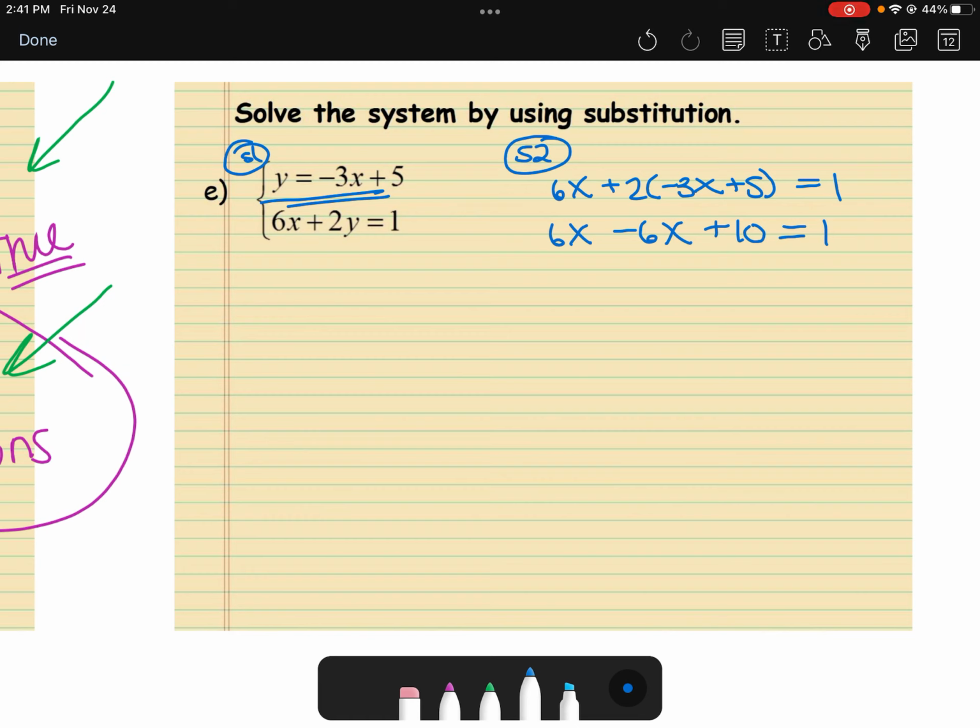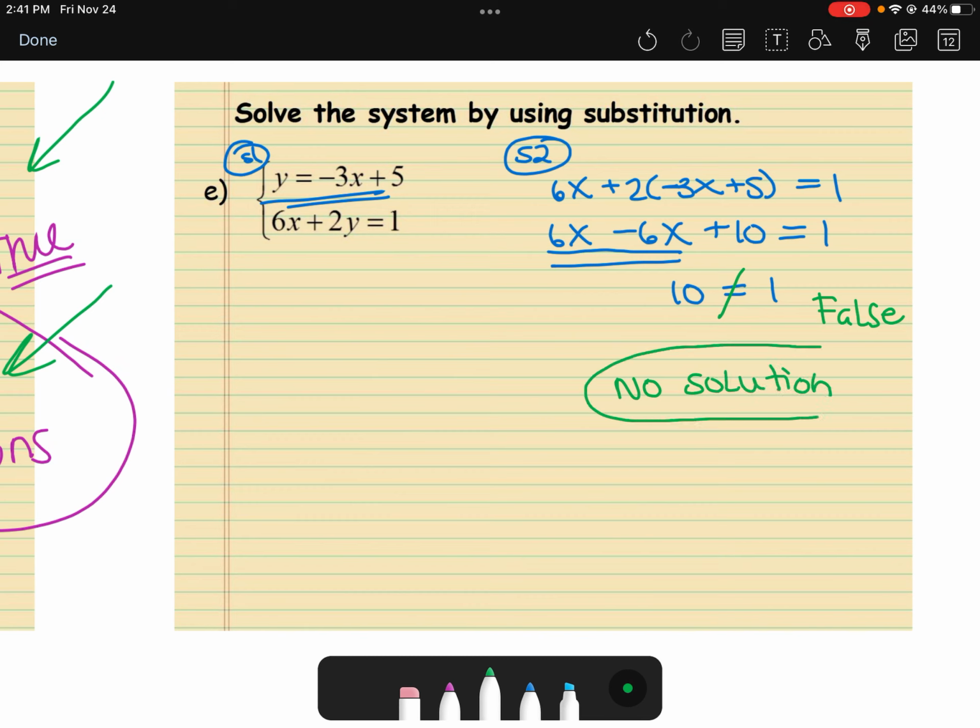So very similar to what we saw before, we're combining those like terms. Well, 6x minus 6x, that gives me 0x. 0 times x is 0. 0 plus 10 is 10. So now it's saying 10 is equal to 1. Well, we know that is not true. So this is a false statement. And since this is a false statement, that tells me there is no solution. And remember, with the no solution, again, what that means is the lines are parallel. They're never going to intersect.